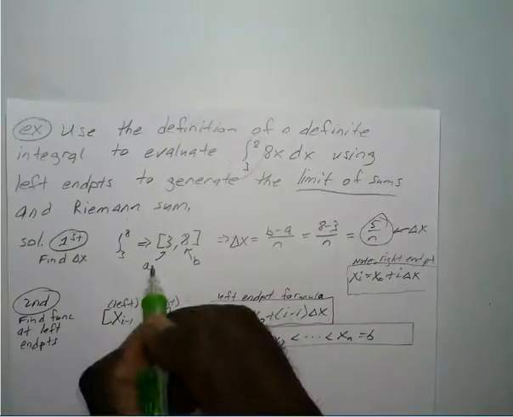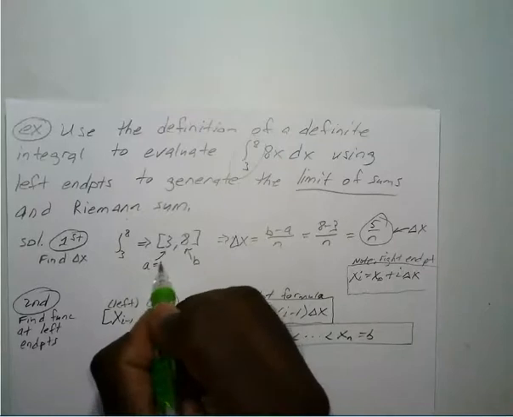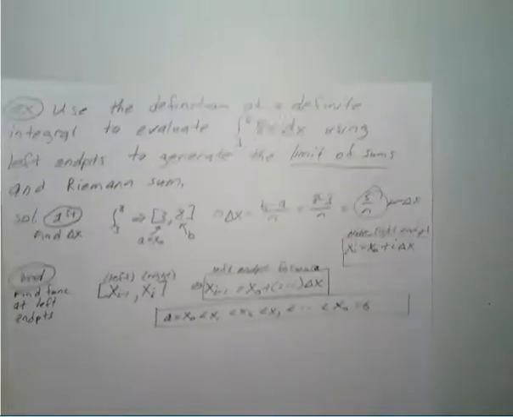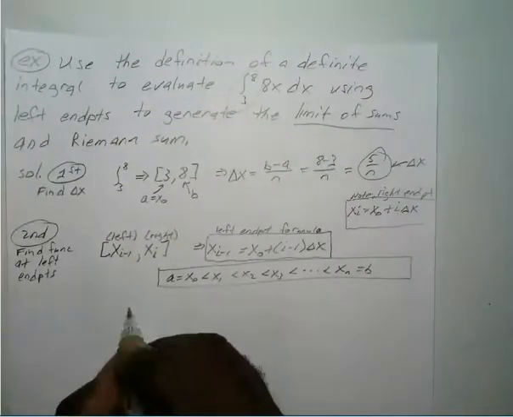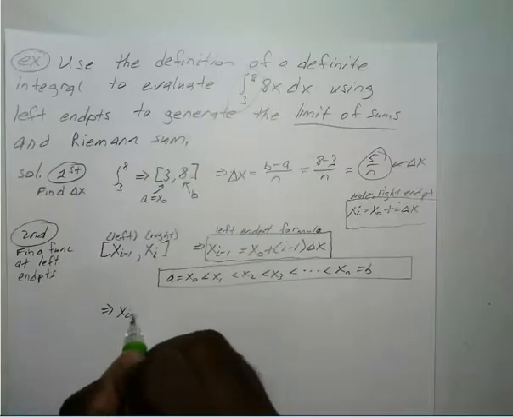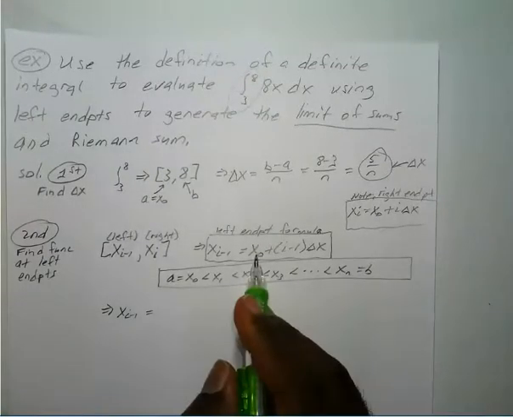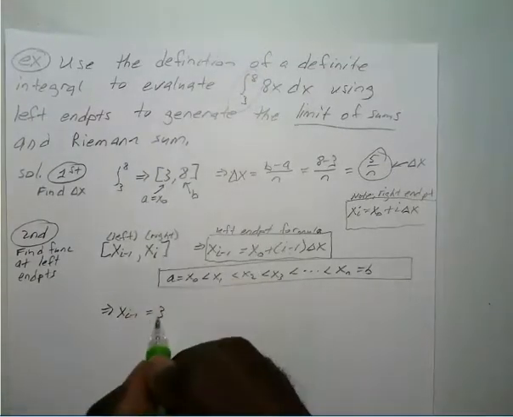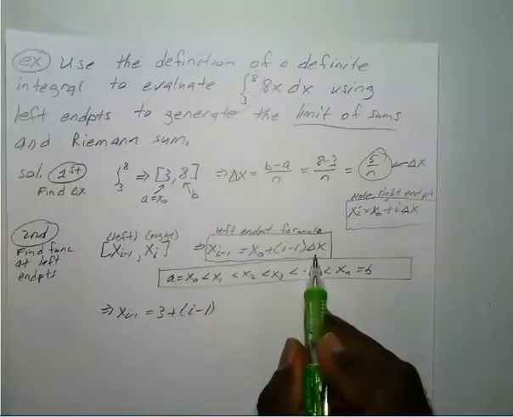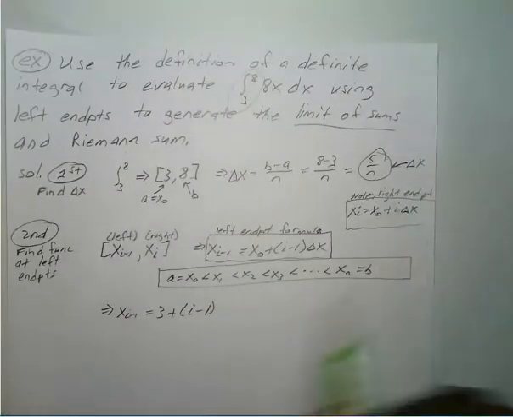Okay, so we know that our A is equal to x sub 0. So we plug that into our formula. Okay, so that means your x sub I minus 1 is equal to x sub 0, which is 3, plus I minus 1 times delta x, which is 5 over n.